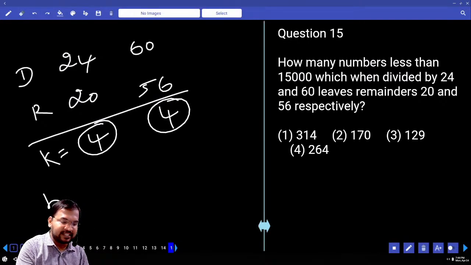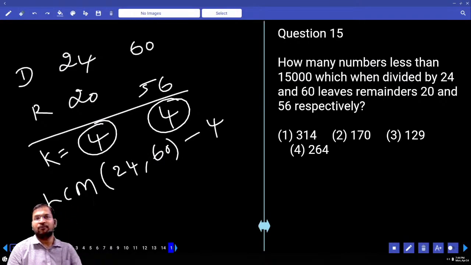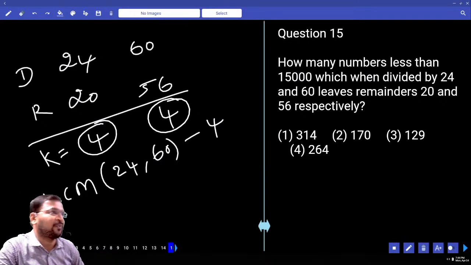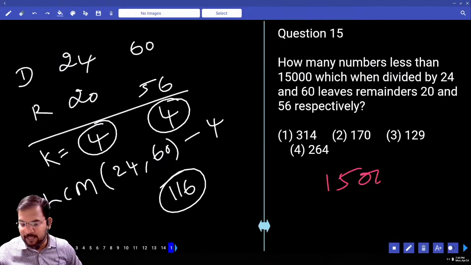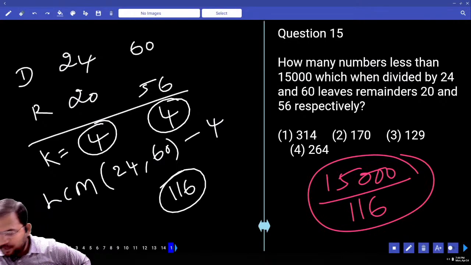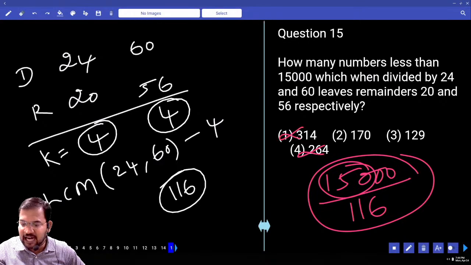So we need to find the LCM of 24, 60 minus K. K is how much? 4. The LCM of 24 and 60 is 120. The smallest number is 2 times 60, 120. LCM is 120. 120 minus 4, 116. So in 15,000, how many 116s are possible? 116, how many times in 15,000? 1 time. So our answer starts with 1.